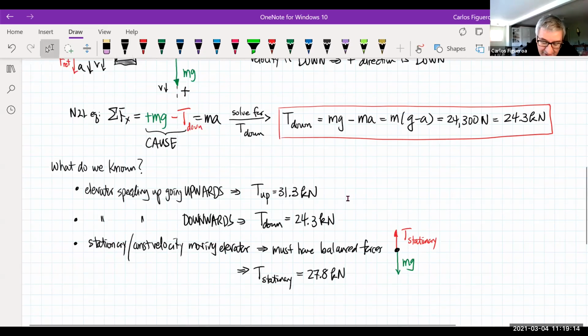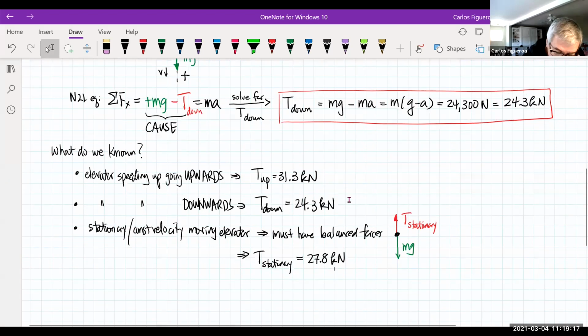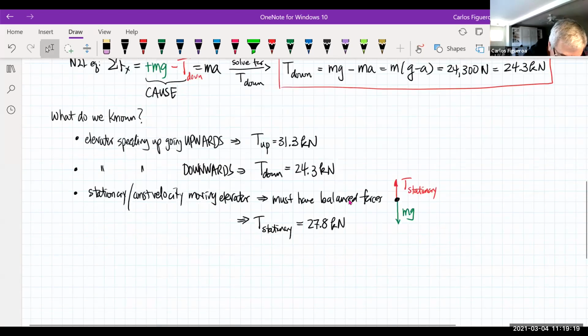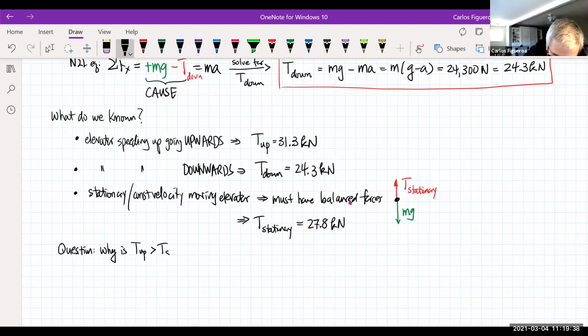So the question that I'm really asking here is a physics question: why is T up greater than T stationary, greater than T down? Well, there's a couple of reasons that we could think about here.